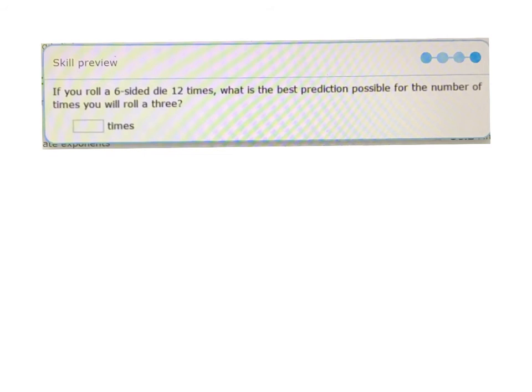This last example says, if you roll a 6-sided die 12 times, what is the best prediction possible for the number of times you will roll a 3? So if I roll the dice once, I have a 1 in 6 chance of getting a 3. So if I roll it 12 times, 1/6 of those times I should get a 3. So I'm going to say 1/6 of 12 is 2. 2 out of 12 times.